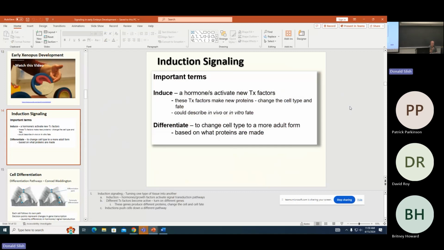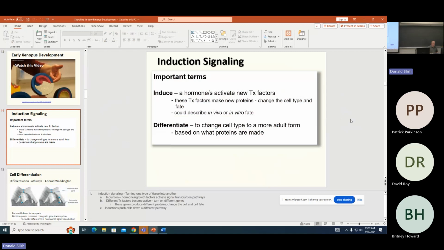The idea with cell fate is it's not just what hormone it got hit with, but all the previous hormonal interactions that led it up to this stage before this hormone hit it. I'll talk about that some more on Wednesday, but differentiate then is when you're changing from one cell to another. So you induce the cell to differentiate and become different.